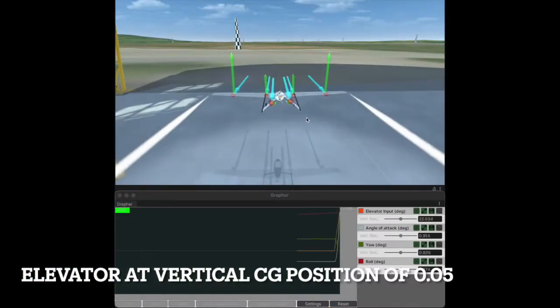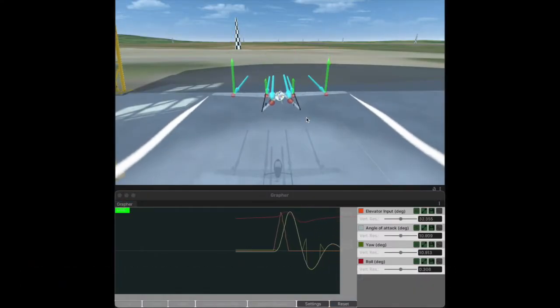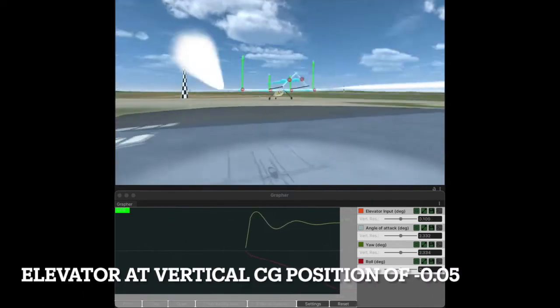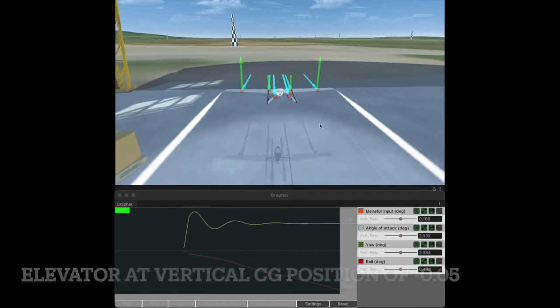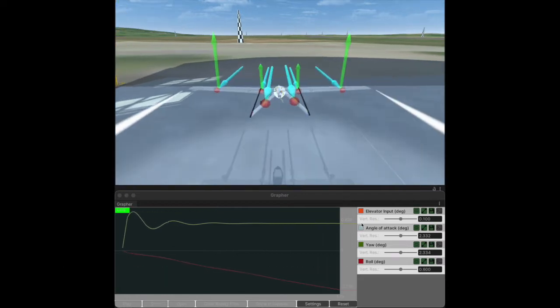With this experiment, we aim to understand the position of the CG in the vertical axes. Two positions of 0.05 and negative 0.05 were chosen, with negative 0.05 providing better stability overall.